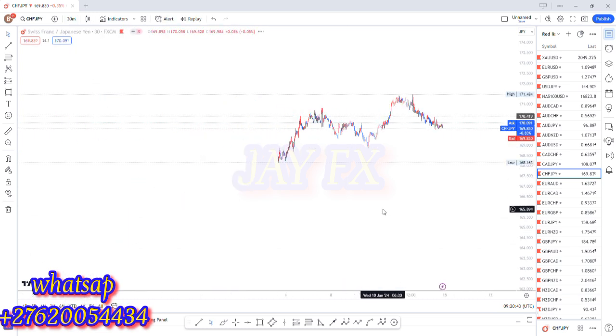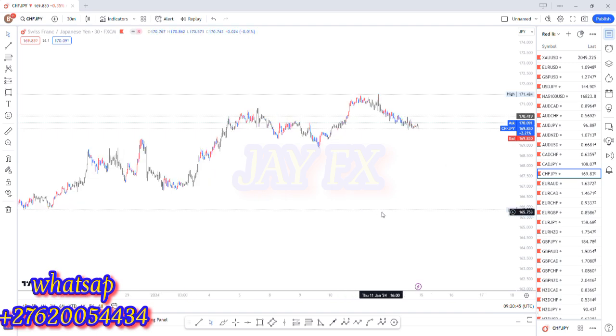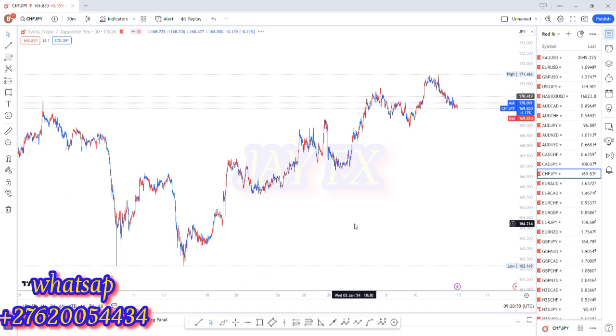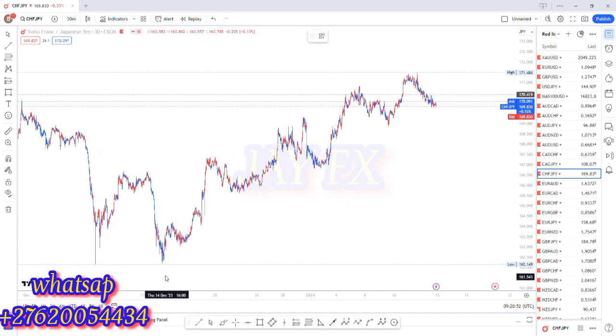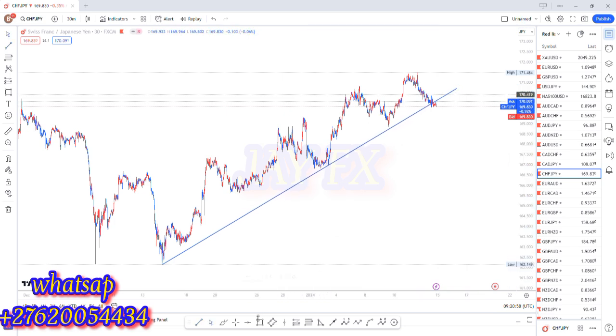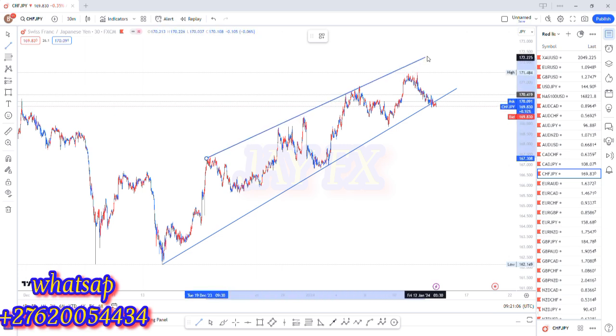So this is the 30-minute time frame chart, right? I hope it's visible to everyone. So we're going to go ahead and draw our trend line and see what our trend line says, what our trend line talks about. You can see that we have a beautiful, clean and clear trend line.